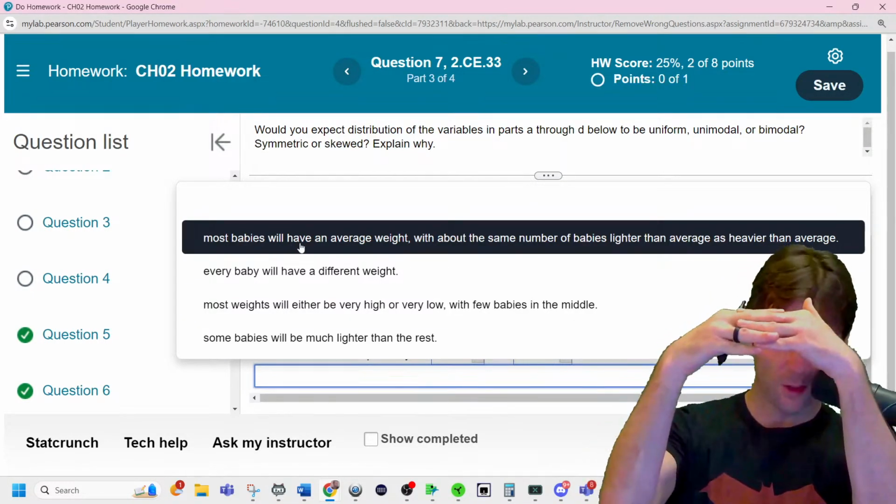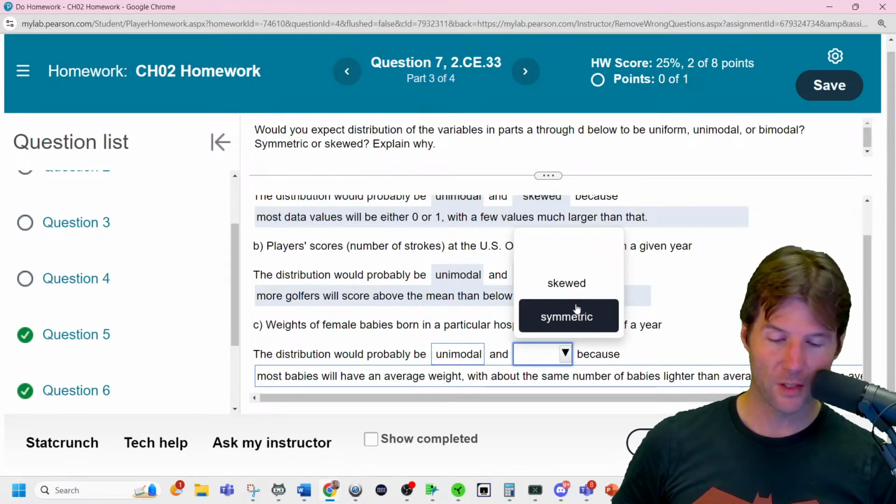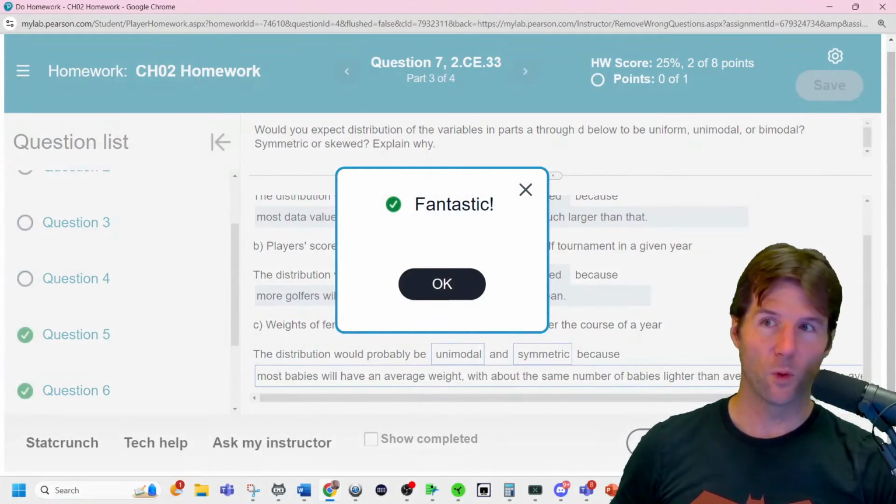So the distribution would probably look like this. Most babies will have an average weight. So it's going to be unimodal and probably symmetric. Baby weights are more normally distributed.